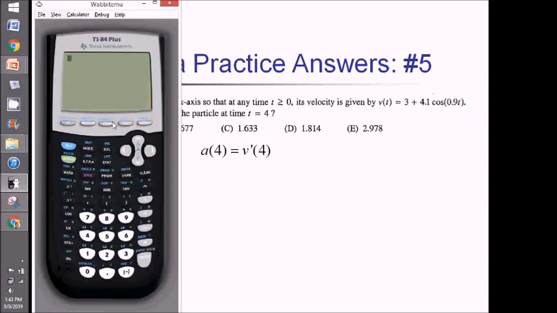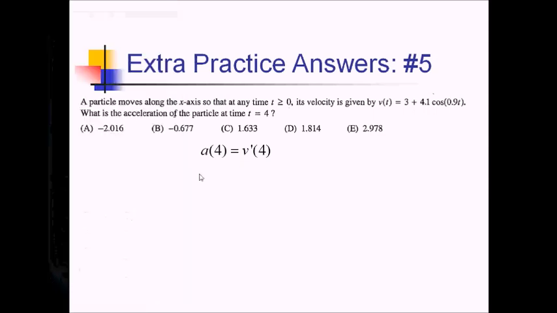So on my calculator, I'm going to go to math, and then option 8, if you scroll down, is this derivative function. I've got x, I've got 3 plus 4.1 cosine of 0.9x, and close that parentheses. And then down here, we want to evaluate it at 4. Press enter. That's 1.633 if I round off.